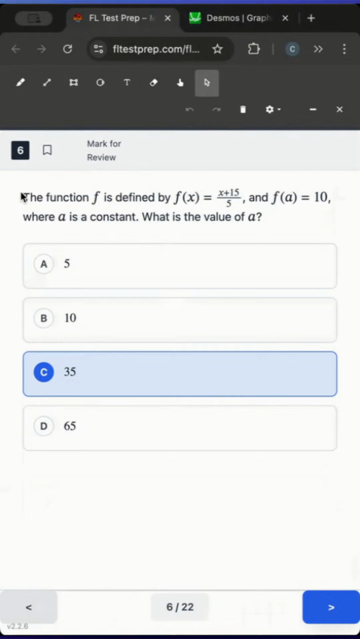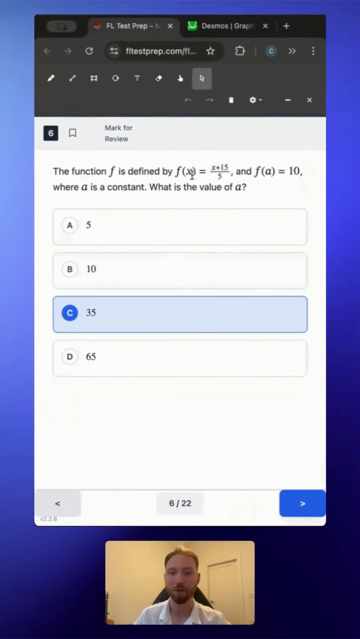Can you solve this SAT problem in Desmos? So the function f is defined as f of x equals x plus 15 over 5. Then f of a equals 10, where a is a constant. What's the value of a?